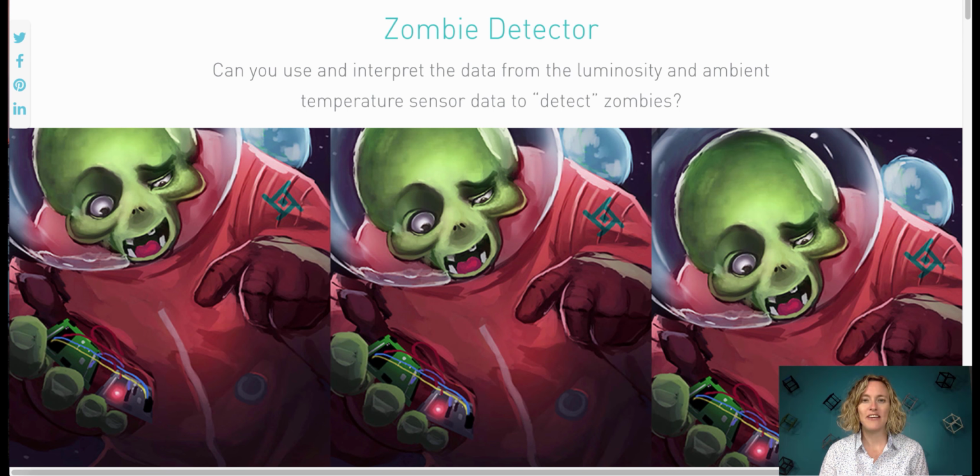In the experiment titled Zombie Detector, the students will use data from the luminosity and the ambient temperature sensors to interpret which members of their group are zombies and which members of their group are humans.